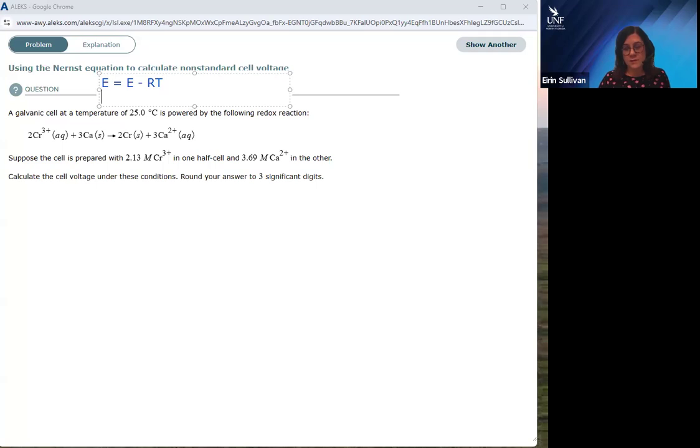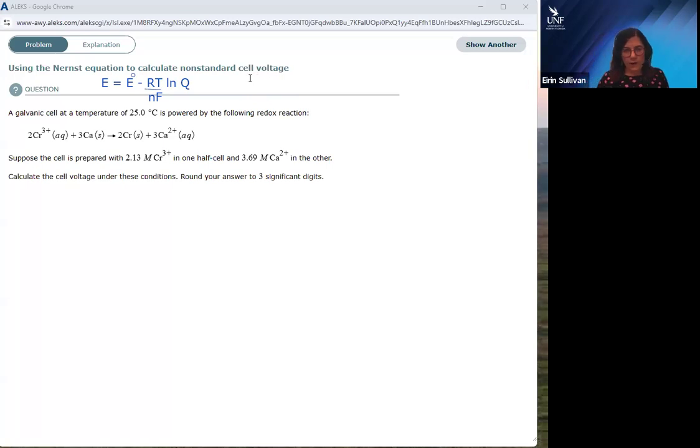R is the gas constant, T is the temperature, over n, the number of electrons transferred, times F, the Faraday constant, multiplied by the natural log of Q, which is the reaction quotient. So you guys remember that from doing equilibrium, etc., that the reaction quotient is non-equilibrium values substituted into the equilibrium constant expression. So what do we have to calculate?